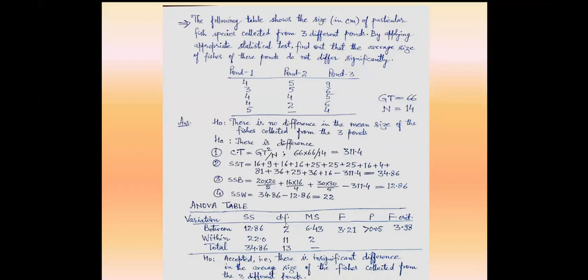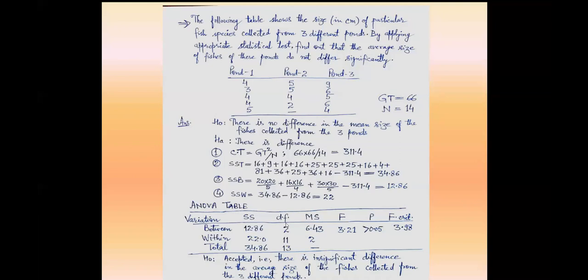And the table value is 3.98. I just told you that at 2 and 11 degrees of freedom, the table value will be 3.98. So what we are observing is that this F critical or table value 3.98 is more than the calculated value. And if it is more than the calculated value, then we will accept the hypothesis. At this point, one should be very careful whether the calculated value is less than the table value or more than the table value.